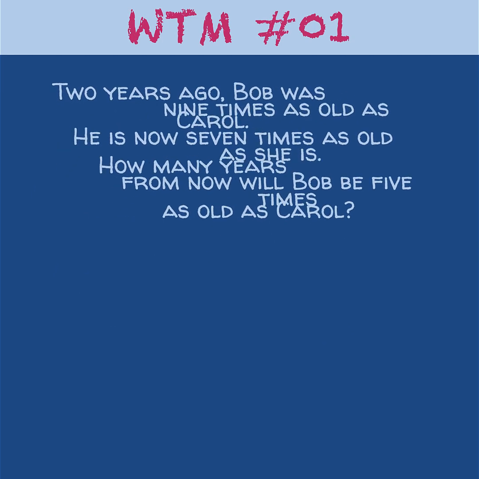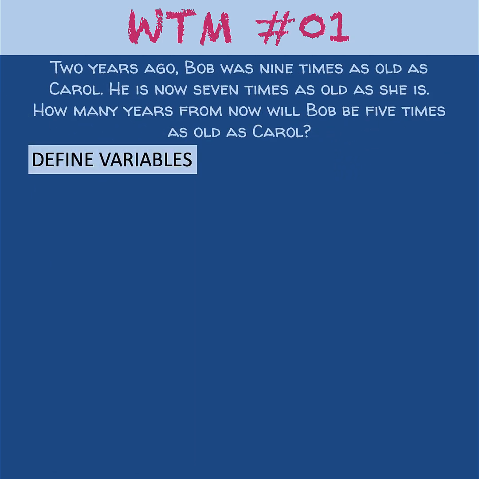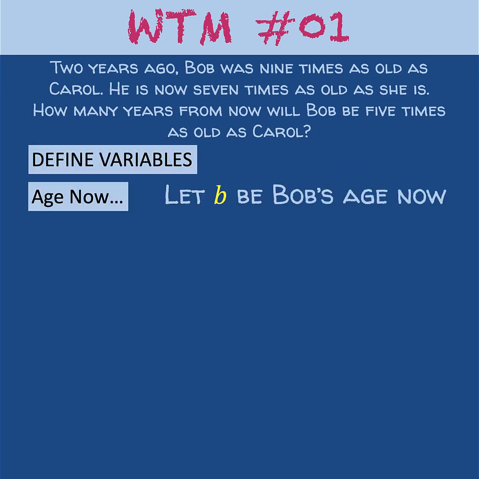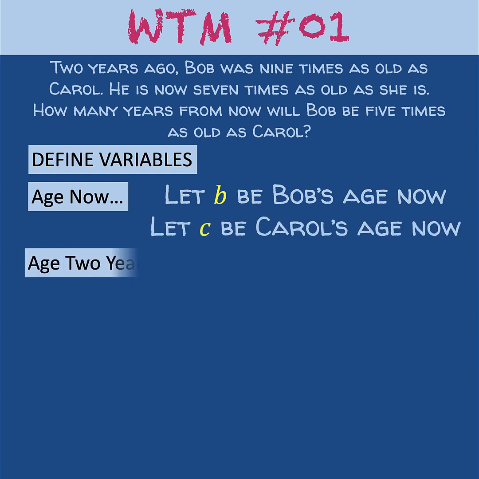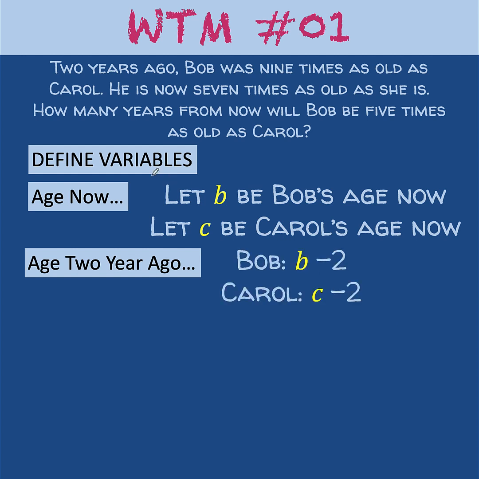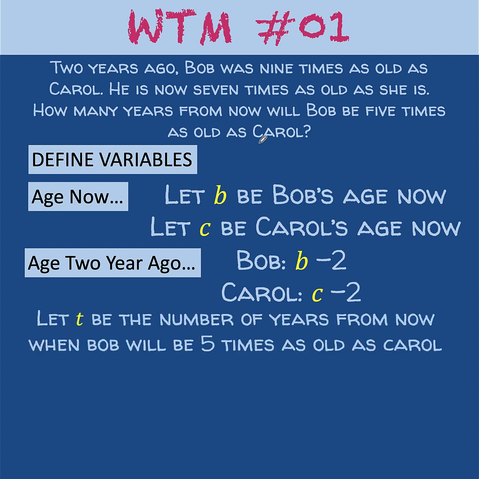Now let's solve this problem together. Let's begin by defining the variables. We let B be Bob's age now and C be Carol's age now. Then 2 years ago, Bob was B minus 2 and Carol was C minus 2. The problem is asking how many years from now will Bob be 5 times as old as Carol. So we do not know that number of years from now, so we let T be the number of years from now when Bob will be 5 times as old as Carol. And from that, we can now form these equations.